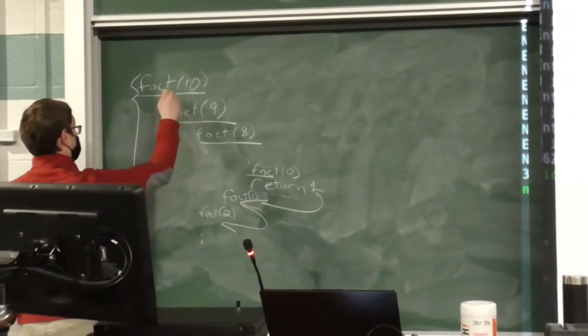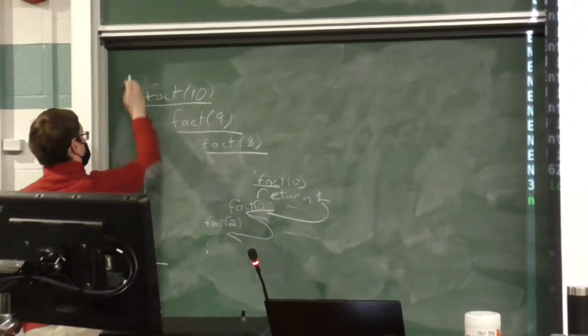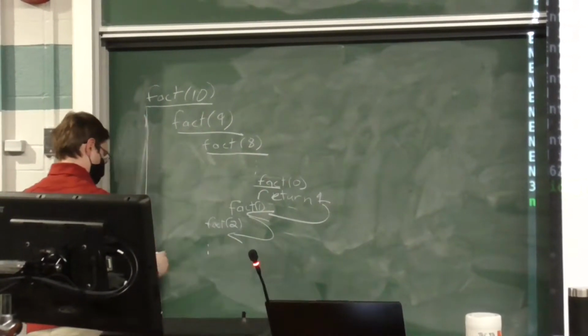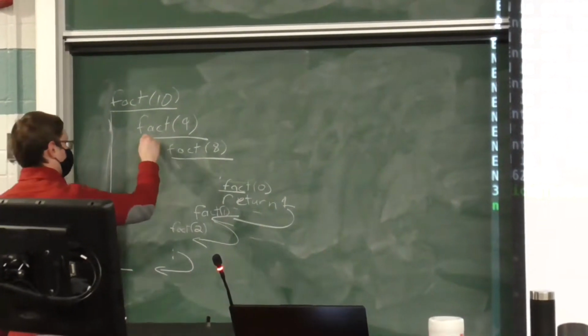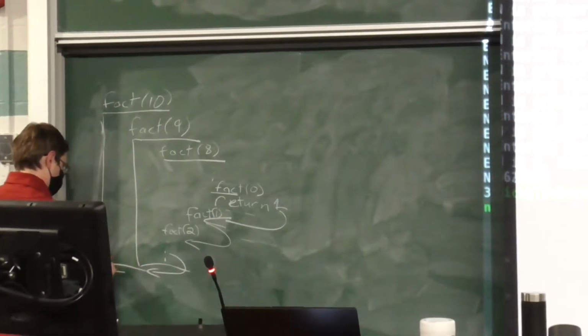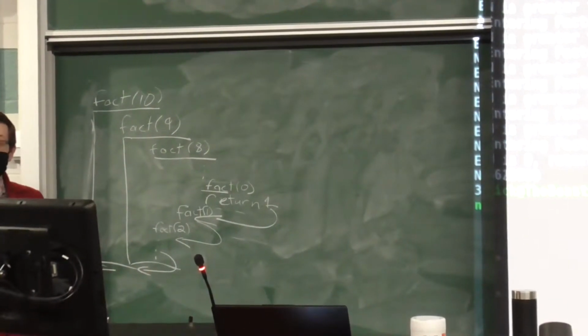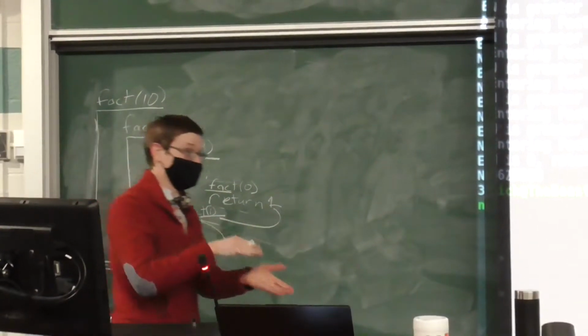where the execution defined by factorial 10 receives back the answer from factorial 9. At that point, it returns its final value. Does that make sense? They're nested. All of these things are nested.